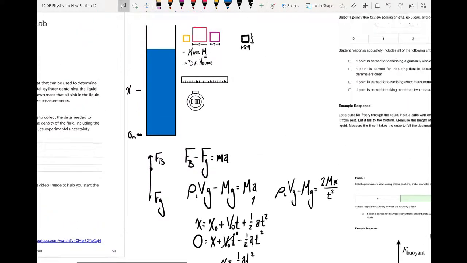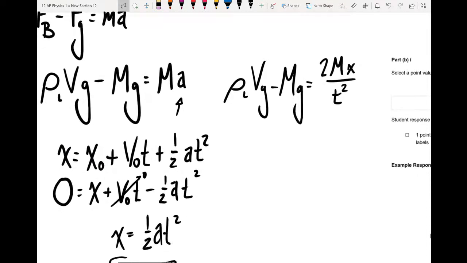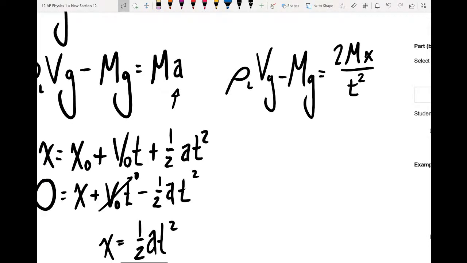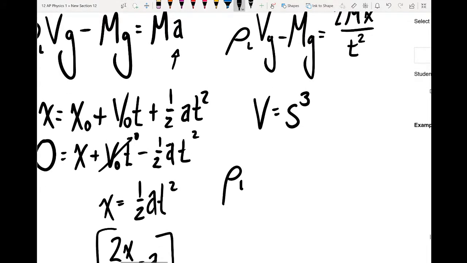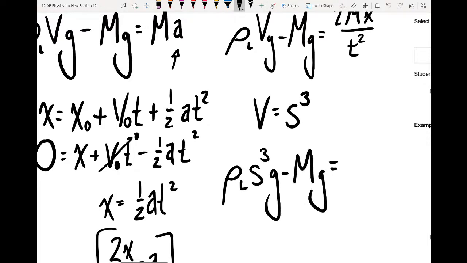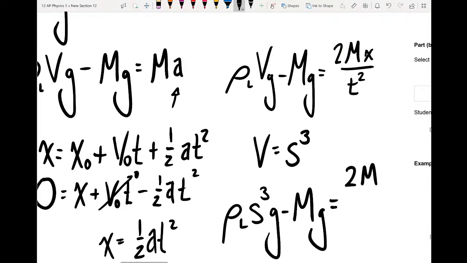And then let's say that the volume of a cube is just the base times height times the width. So we can say that the volume is equal to s cubed. So let's plug in ρ s cubed g minus mg equals 2mx divided by t squared.